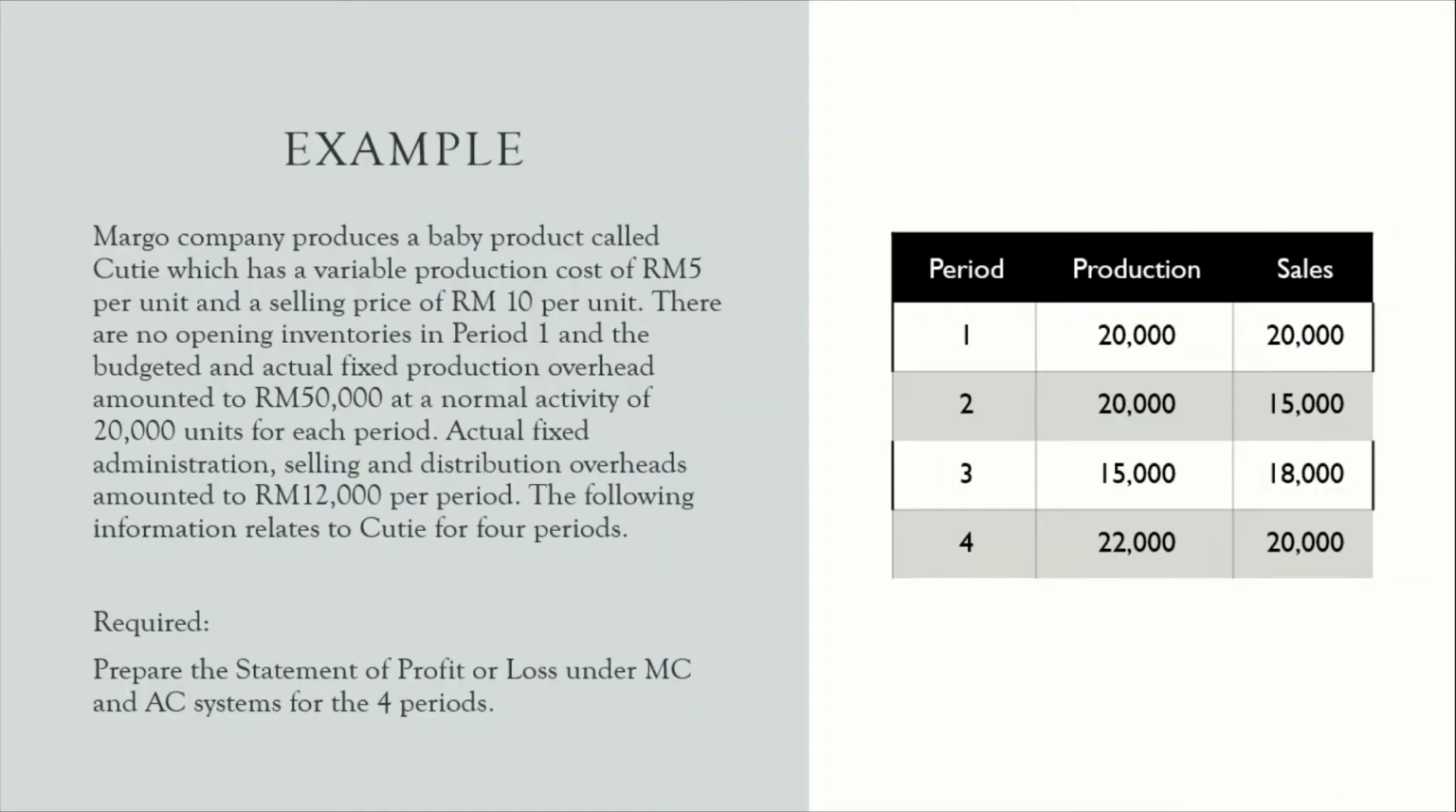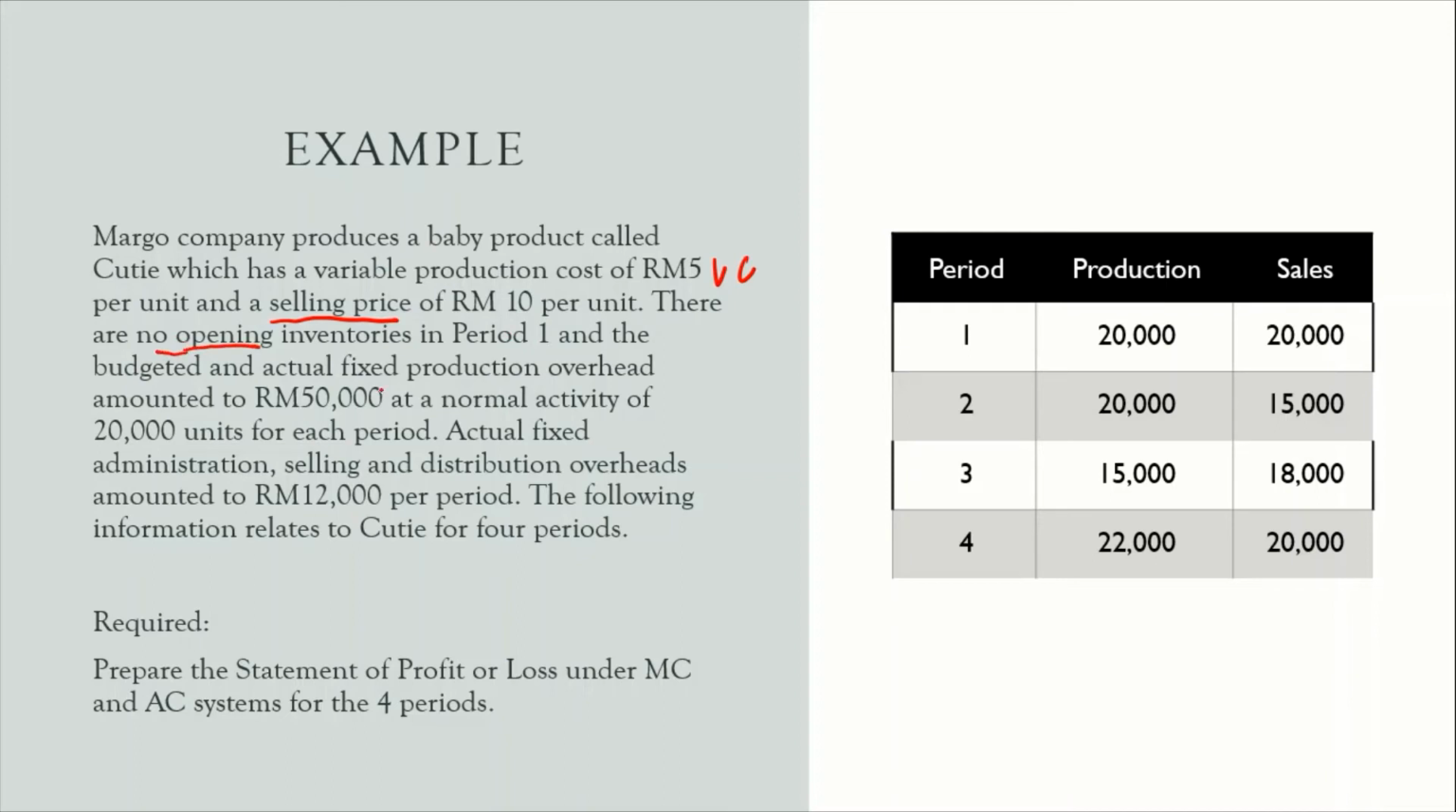So the example here is that Margo Company produced a baby product called QT, which has a variable production cost of 5 ringgit. So this is our VC. And a selling price of 10 ringgit. So this is our selling price. There is no opening inventory in period 1. So in period 1 only, there is no opening.